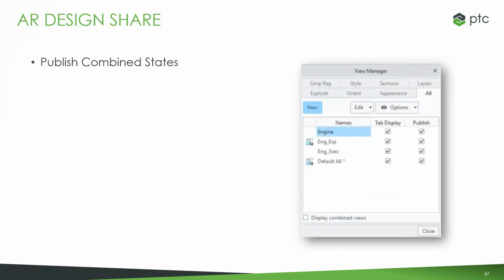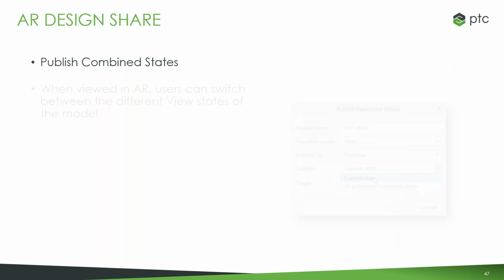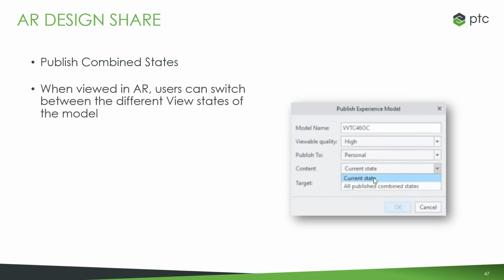So now we've included the ability to publish combined states as part of that experience. That combined state can include exploded views, sections, different appearances. That can all be included now as part of that AR, or augmented reality, experience. With those different states, the user can switch between each of those, very quickly and easily switching from one view to the next.